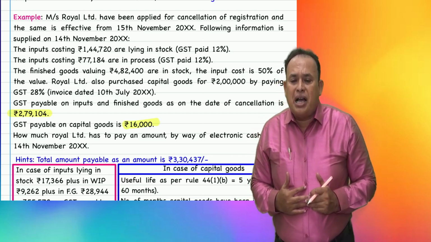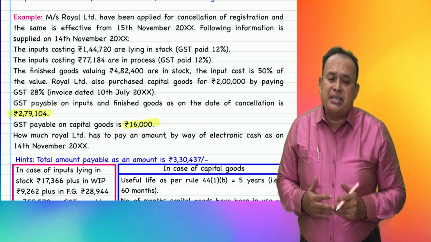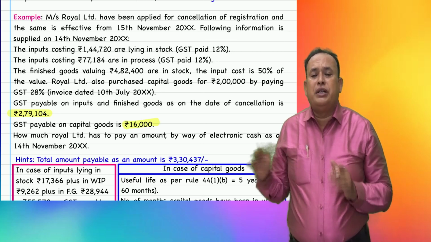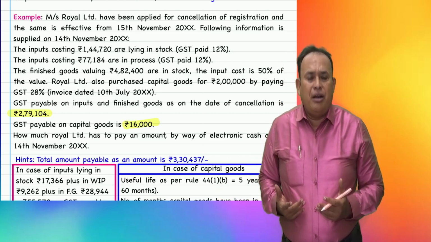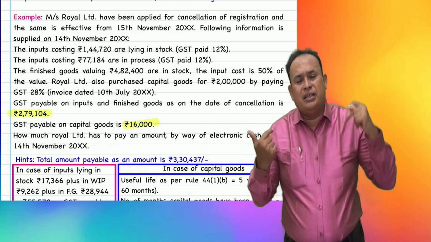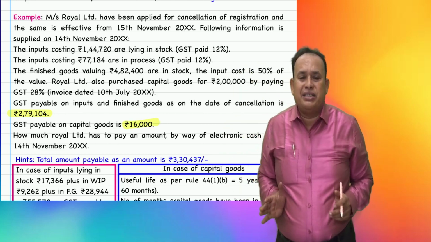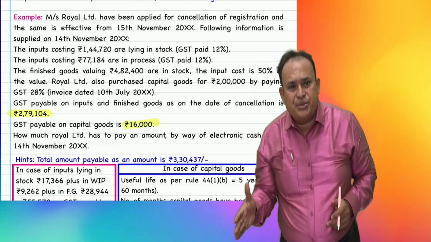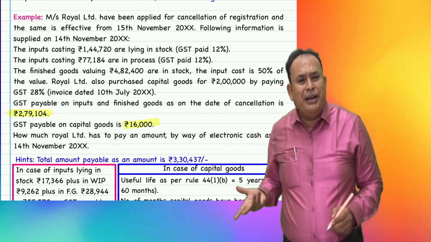How much does Royal Limited have to pay by way of electronic cash ledger, as on 14 November? That means there is no credit in the books of Royal Limited, only stock is available. Whatever credit was available has been utilized. No credit is available, so they have to pay through the electronic cash ledger on account of cancellation of the registration of the business.